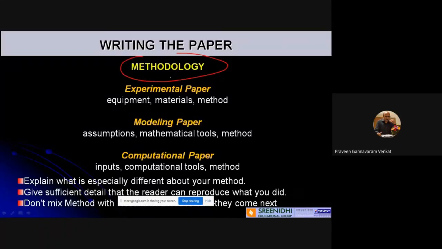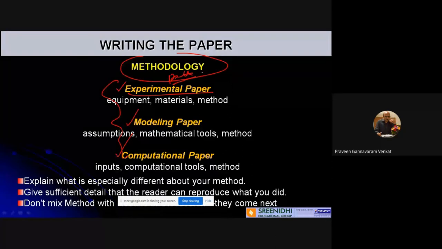It's a procedure, it's a path to obtain your research work. It may be an experimental paper, a modeling paper, or a computational paper. Paper may be of different types. Again, an experimental paper can also give the methodology. Any paper should have methodology.